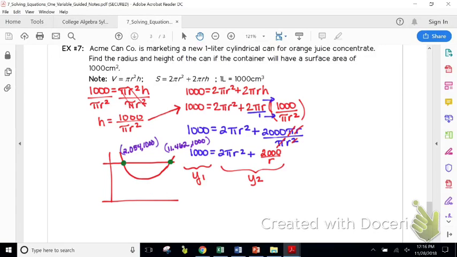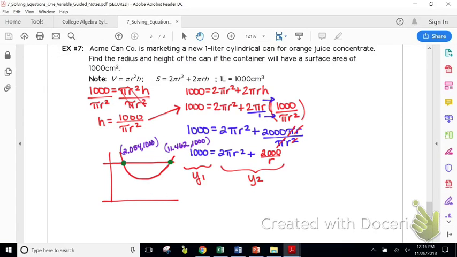So because we have two X values, what did X represent on this problem? The radius. So I have two radii. That means I'm going to have two different heights.